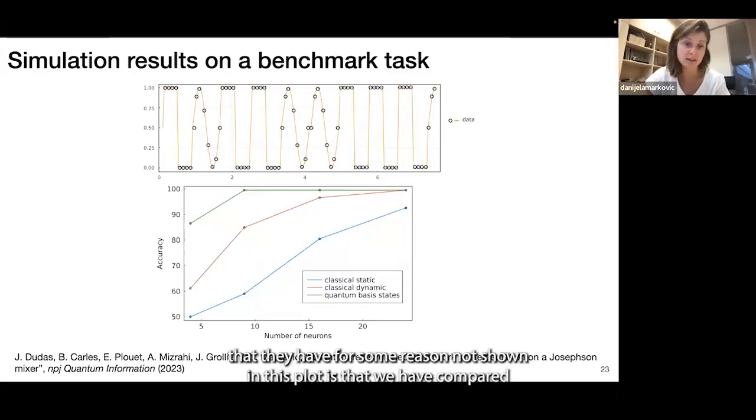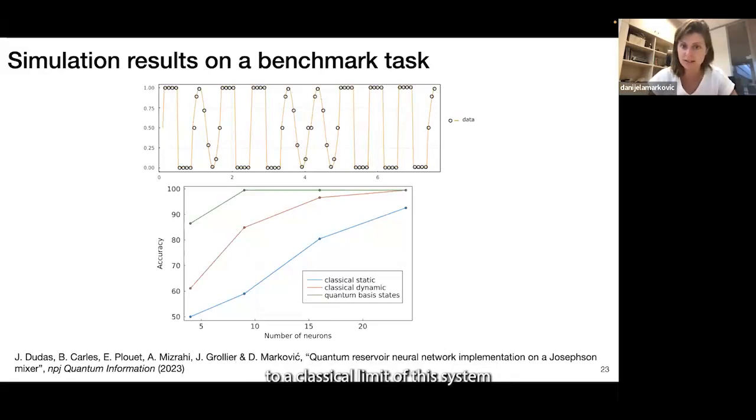Second thing that I have for some reason not shown on this plot is that we have compared to a classical limit of this system where we let it decohere. So we let it evolve for a long time. We still have these discretized states, but we don't have correlations between them anymore. And we see that accuracy drops. So it really means that these quantum properties are participating to computing.